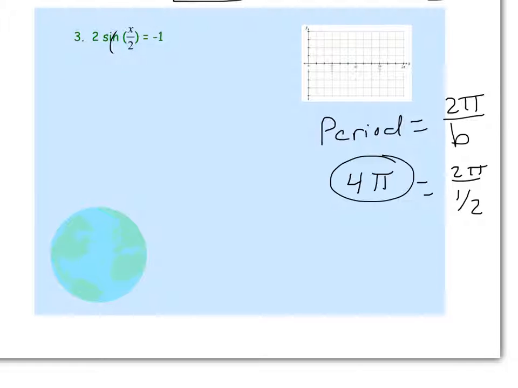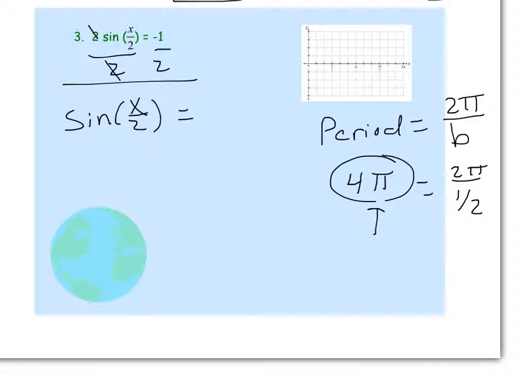Now, keeping that in mind, it's always important to know that that's an extremely important number. It impacts how we solve and get all of our answers. Divide by 2. That cancels. I get sine of x over 2 equals negative 1/2. We're still dealing with key points on the unit circle. There's 2 places on the unit circle that have a sine value of negative 1/2. One of them is 7 pi over 6. The other is 11 pi over 6.